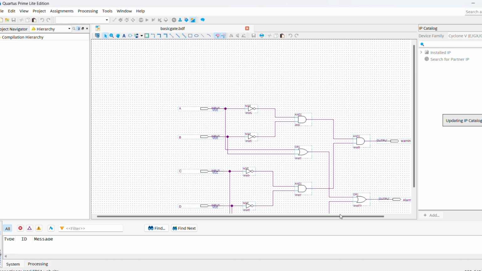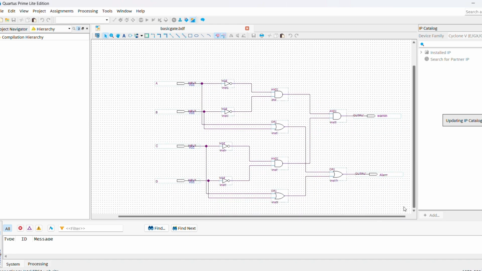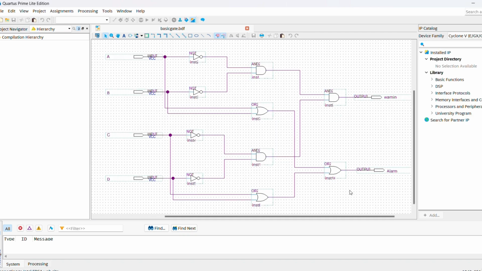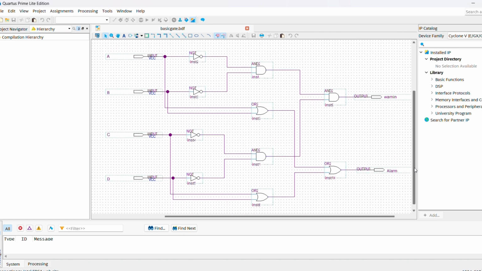In this video, I will demonstrate a simple logic circuit design using basic AND, OR and NOT gates to perform a specific logical operation. The circuit uses 3 AND gates, 3 OR gates and 4 NOT gates.